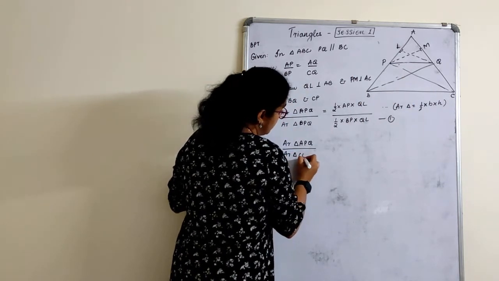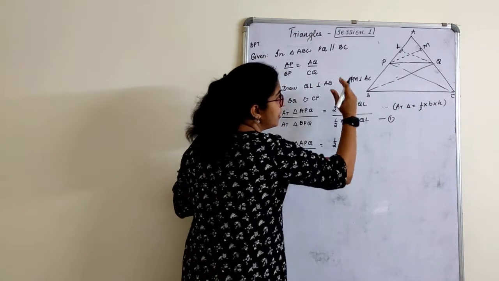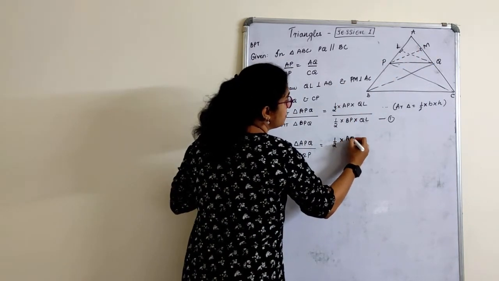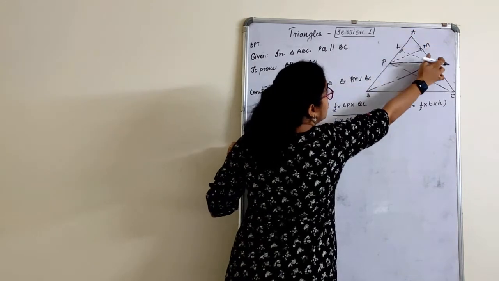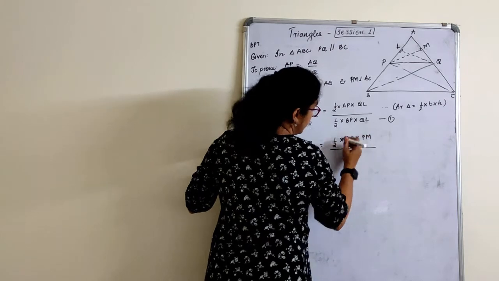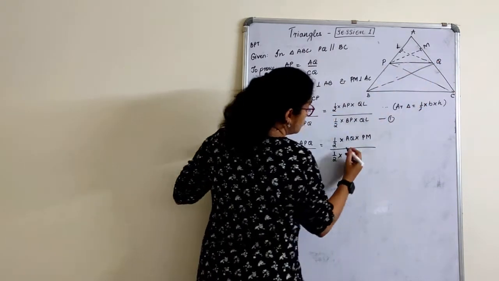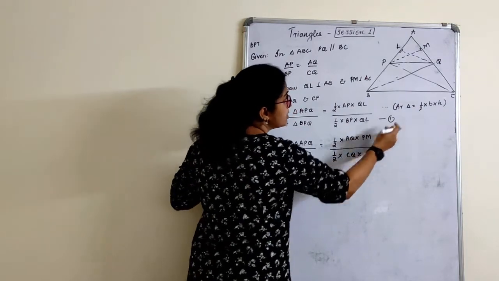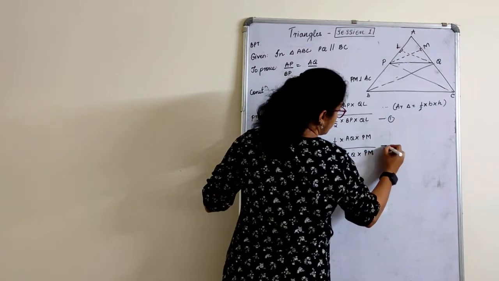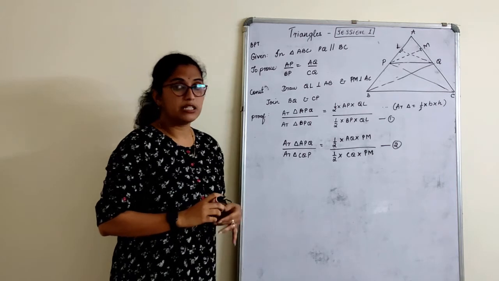Area of triangle CQP. Upper part half, let us choose this side now. What is the side there? AQ is the base. With respect to AQ, what is the perpendicular? PM is the perpendicular. Divided by half into CQ. CQ is the base, and what is perpendicular to CQ? PM. This is equation 2. Now directly from equations 1 and 2 we cannot say they are equal.